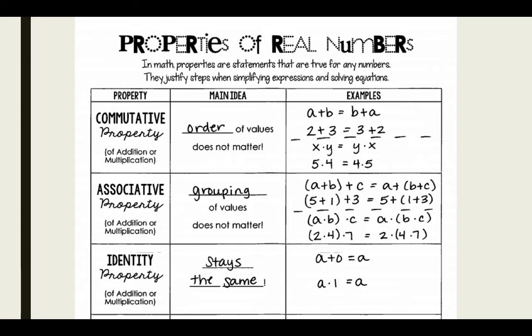So the commutative property of addition or multiplication, which means commutative means order of values does not matter. So if you have a plus b, it's equal to b plus a. So 2 plus 3 is the same as 3 plus 2. 5 equals 5, either way. Doesn't matter which order you go in. So this only works for addition or multiplication. So I want you to underline that right here, only for addition and multiplication.